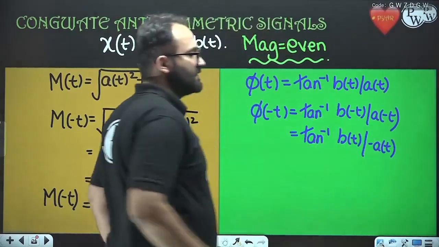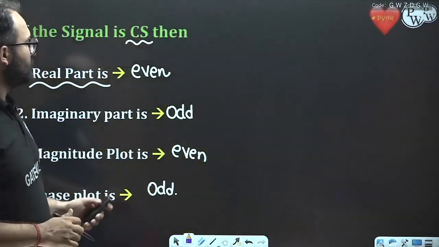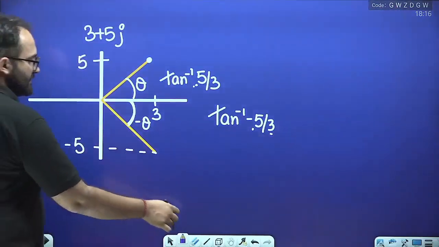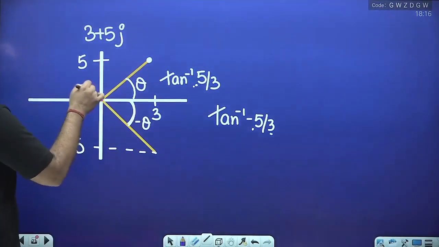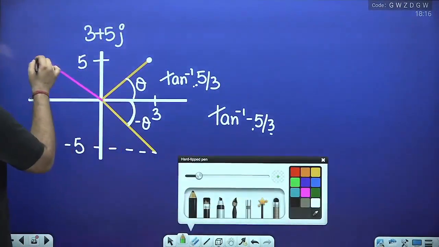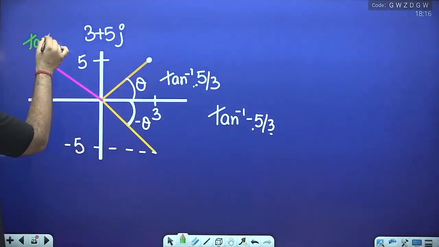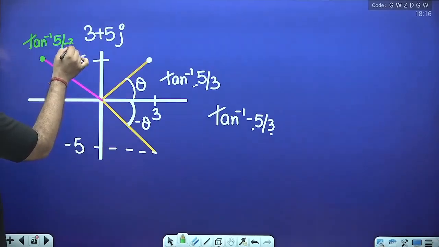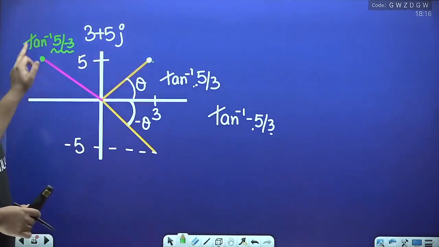So here we can see that the real part is getting negative. So just come back to this slide. Real part is getting negative, so this term will go here. What is the meaning of this? Since the real part is getting negative, tan inverse 5 by minus 3, this dot will go to the second quadrant.